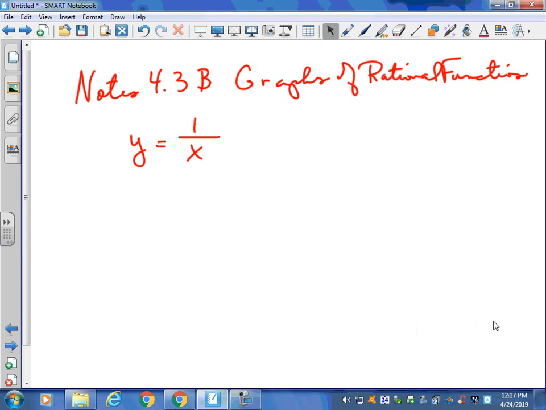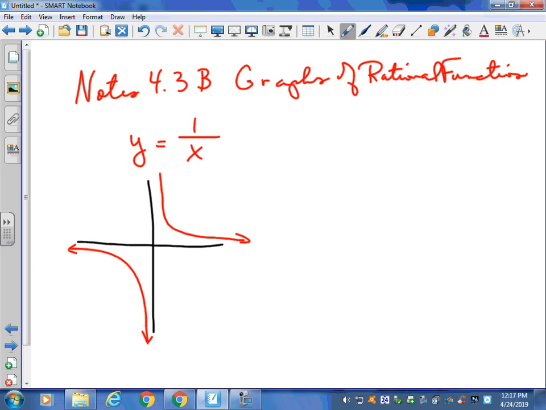Alright, so in lesson 4.3b, and again this is the last lesson in this unit, we're going to first look at y equals 1 over x. Talk about what that graph looks like. We've already actually talked about it today, but we'll talk about it again, because there's some extra information that you need to know. So this is the graph that we're discussing right now, that inverse graph. That's 1 over x.